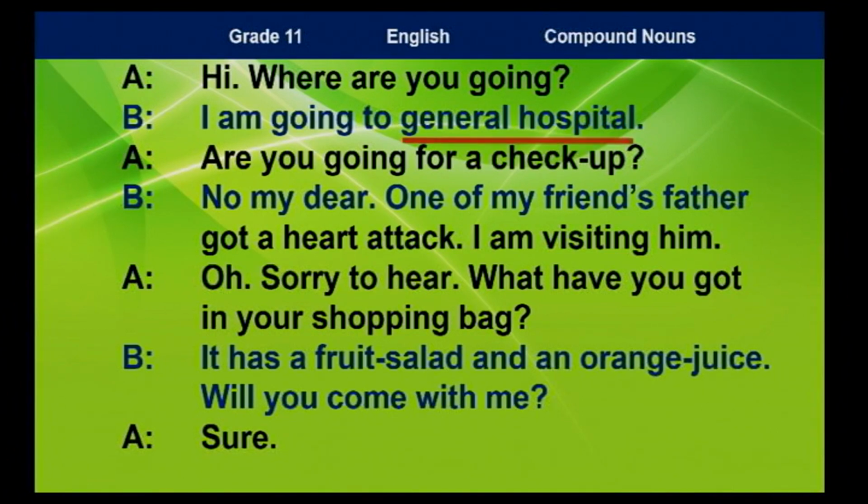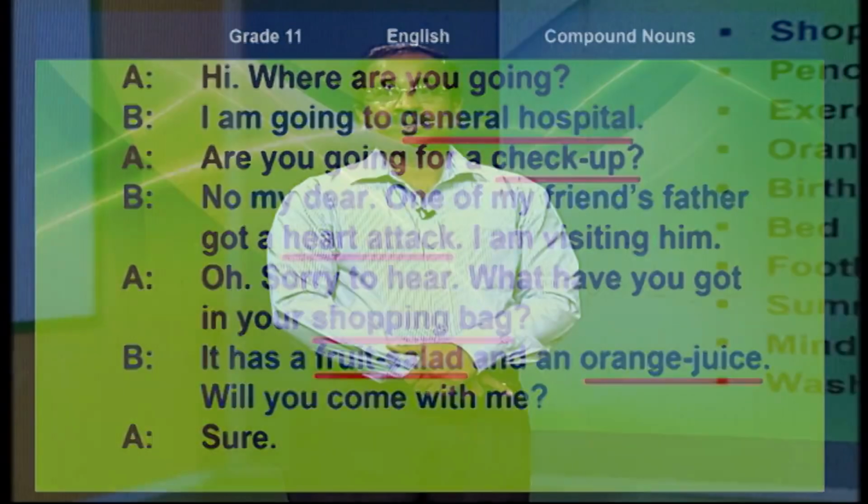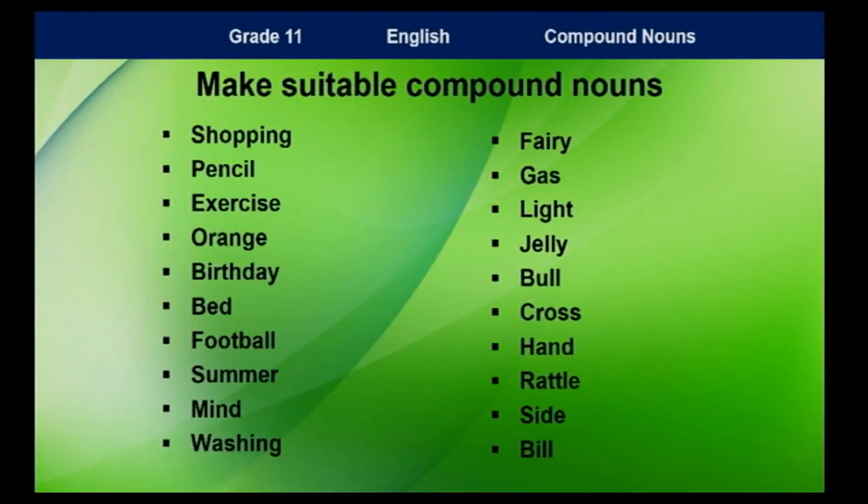Can you pick out the compound nouns there? Right, children, let us do this together. General hospital, checkup, heart attack, shopping bag, fruit salad, orange juice. These are some of the compound nouns that we have already learned. Okay, move to the next slide now. Make suitable compound nouns. Here there are some words. You can make compound nouns from the words given. Will you give it a try?